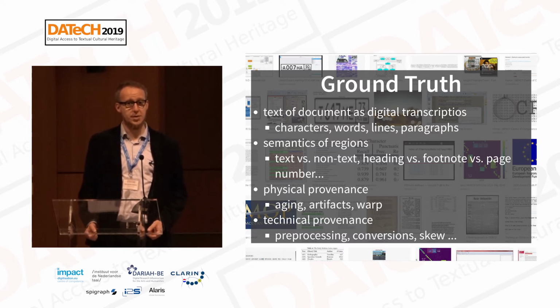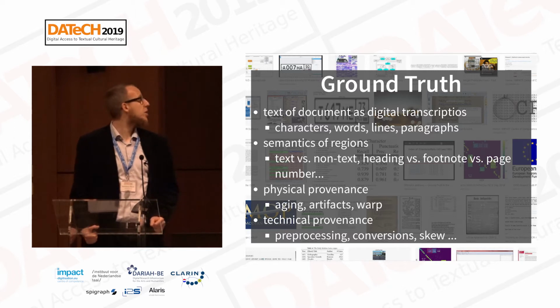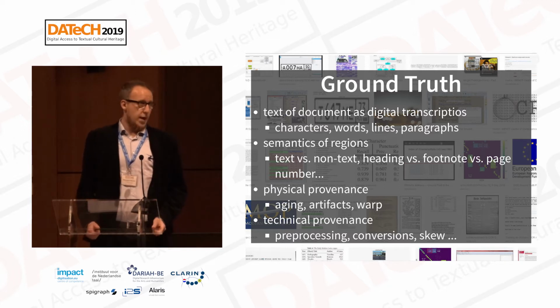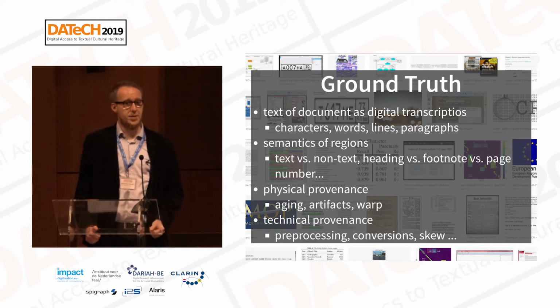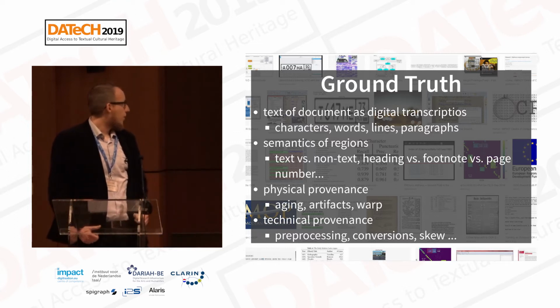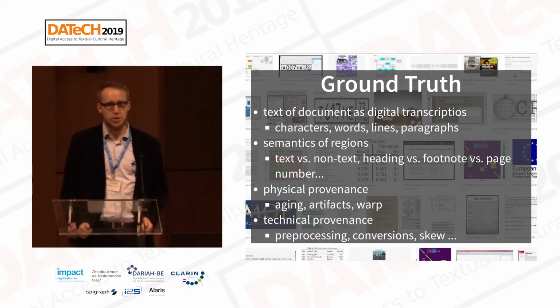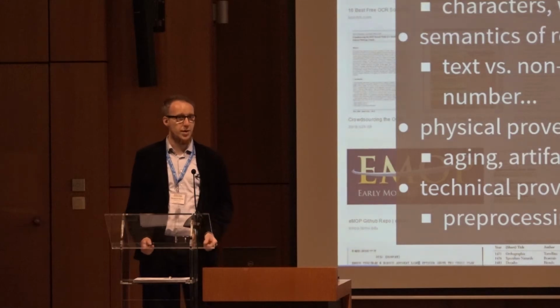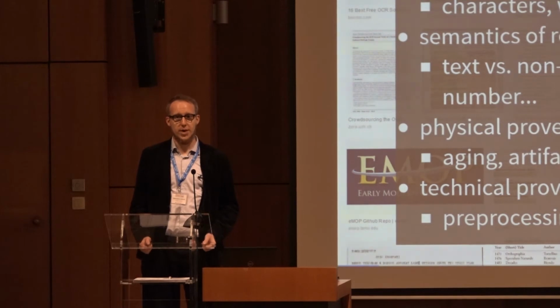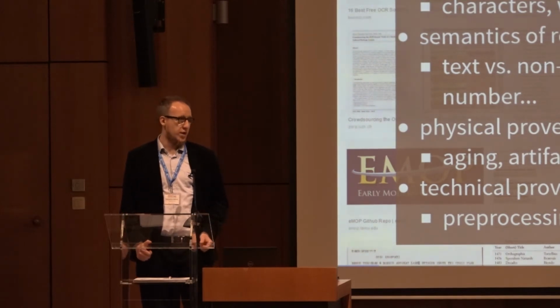It can also be regions and their semantics, their functions on the page, whether it's text or image, whether it's a heading, a footnote, a margin note, and so on. It can also be important to record the physical provenance, so whether there are artifacts on the page, because this is important for training, especially in historical documents, and also the technical provenance, to know which image format, which image depth, and which conversions were done, whether there was some skew, whether the page wasn't perfectly aligned when scanning. All this information can be useful.